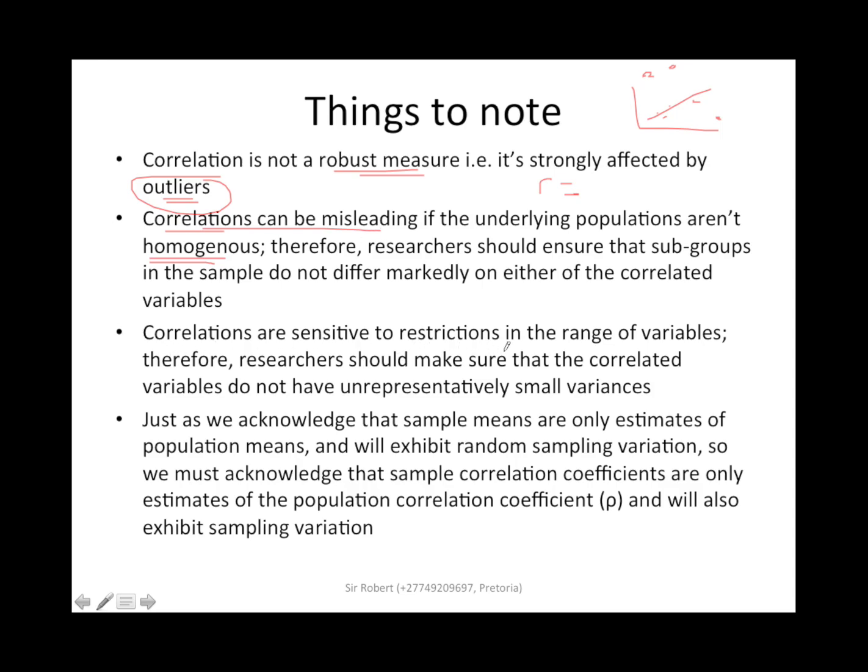Correlations are sensitive to restrictions in the range of variables. Therefore, researchers should make sure that the correlated variables do not have unrepresentatively small variances. So if you don't choose your samples carefully, you might end up having small variances between your data inputs, which can affect the correlation. Because if there are small variances, it can mean a high correlation.